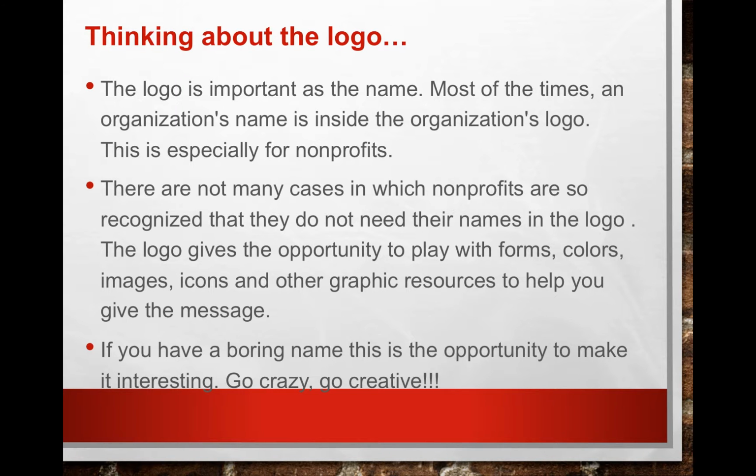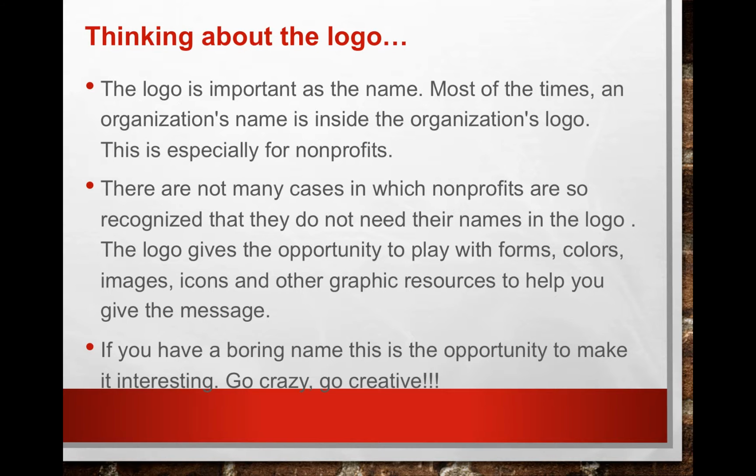Thinking about the logo is as important as the name. Most of the time, an organization's name is inside the organization's logo. This is specific, especially for nonprofits. There are not many cases in which nonprofits are so recognized that they don't need the name in the logo. The logo gives the opportunity to play with forms, colors, images, icons, and other graphic resources to help you give the message. If you have a boring name, this is the opportunity to make it interesting.